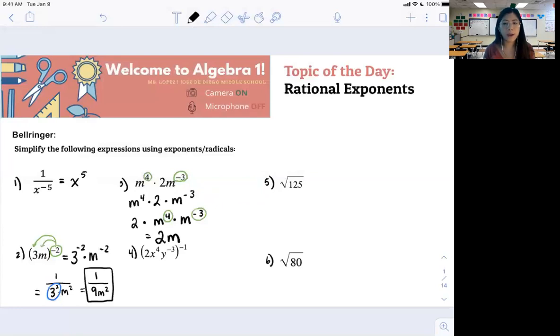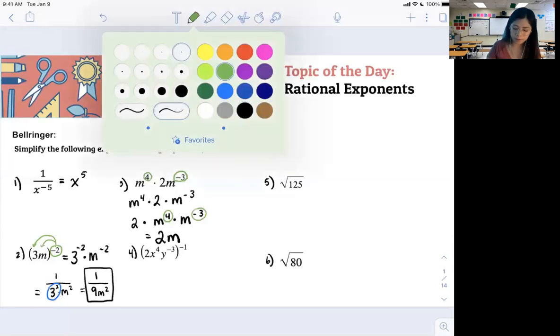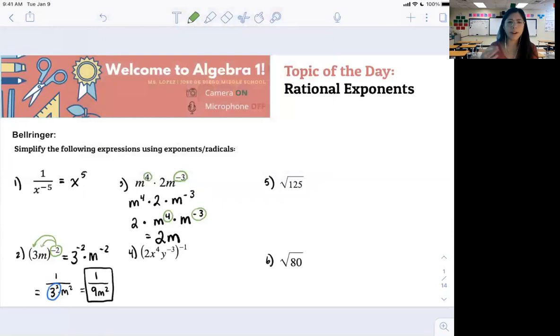And then 4 minus 3 is 1. Right. And sorry, let me back that up. Why did I say 4 minus 3? That's because I'm doing 4 plus negative 3. Remember that when you're adding a negative number, you're taking it away. You're actually subtracting. So 4 minus 3 is 1. So I have 2m to the power of 1, but do I need to write that 1? Not really. Nope. We just leave it as 2m.